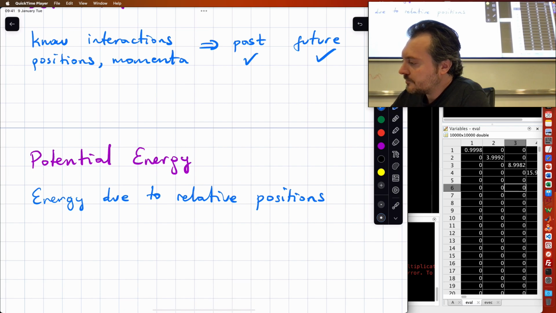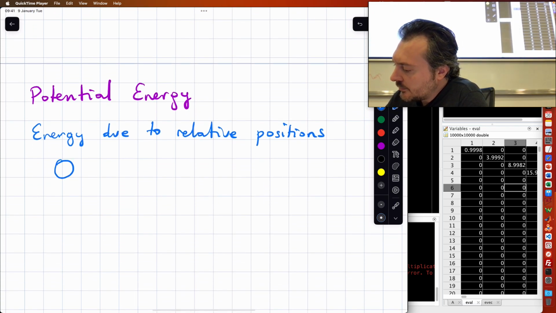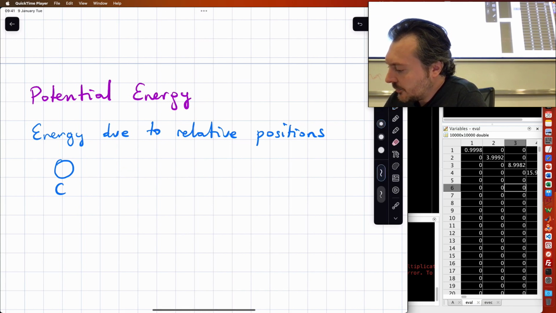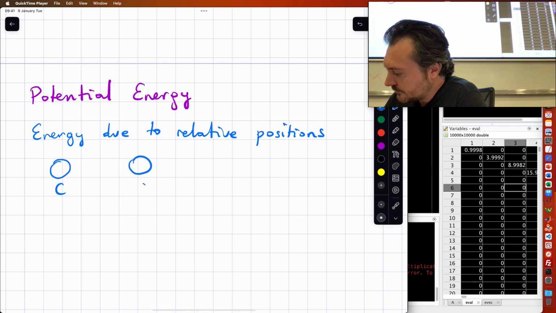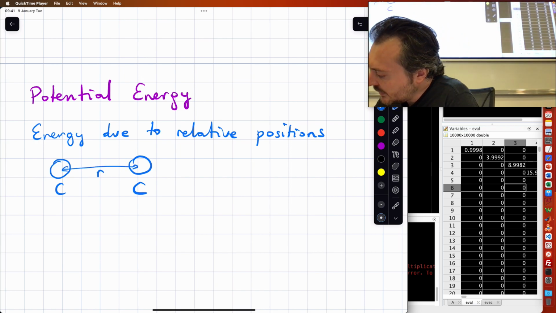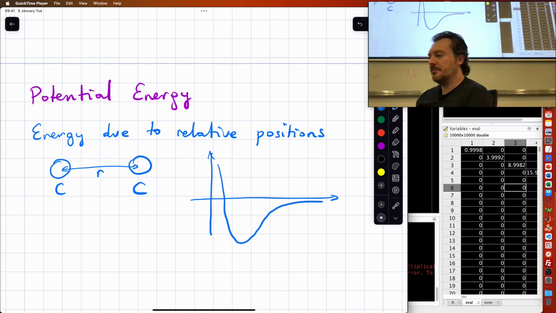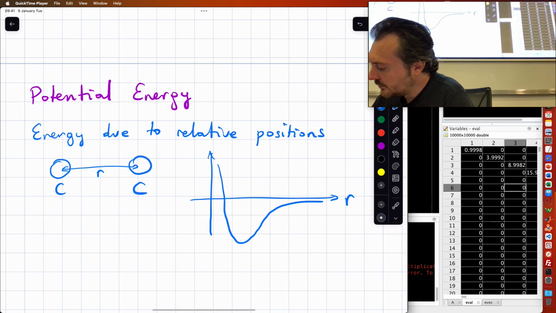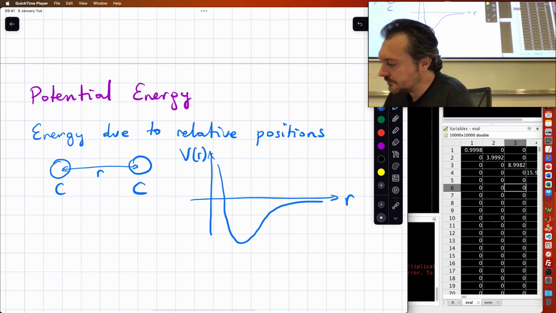For example, let's say there are two carbon atoms. Okay, we put springs between them, but not necessarily. Just two carbon atoms. And this is the distance between them. Okay? If you plot the potential energy of this, you will get something like this. Right? This is R versus V of R.